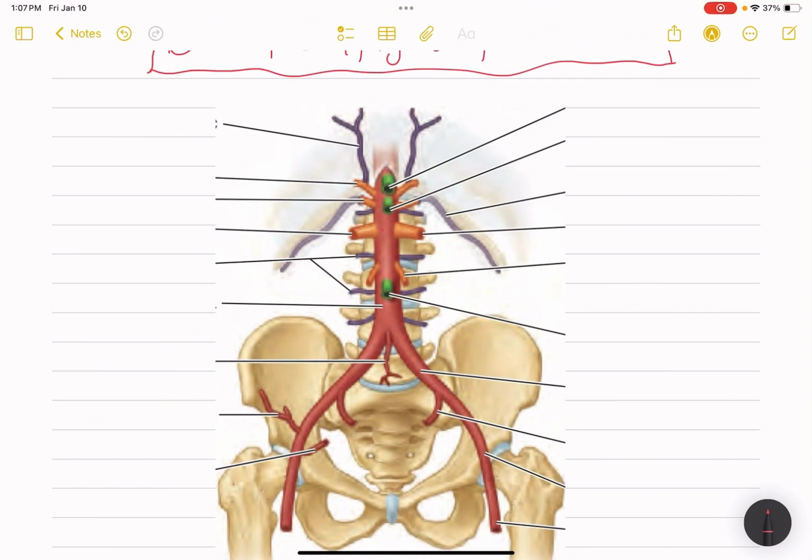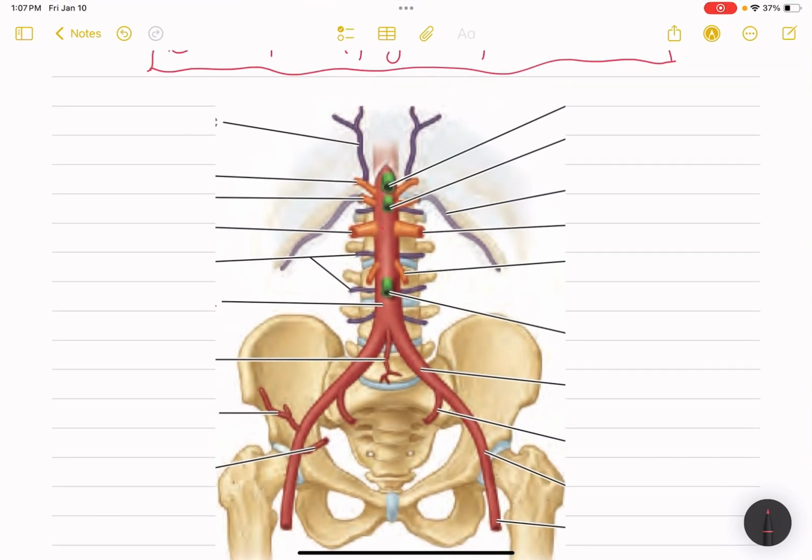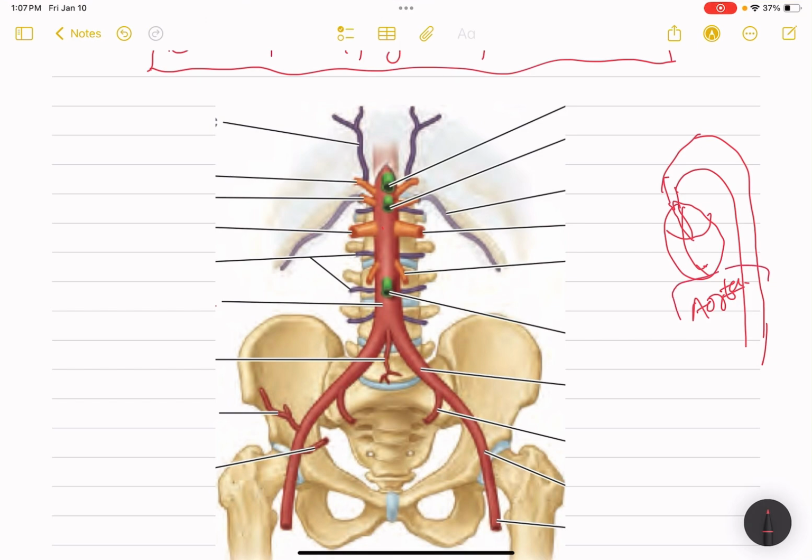Before going into detail about the arteries supplying the pancreas, we have to know the main origin of this artery. Suppose this is, hypothetically, the heart. From here the artery, this aorta, is coming. This whole part is the aorta. Don't get confused. This is the aorta.